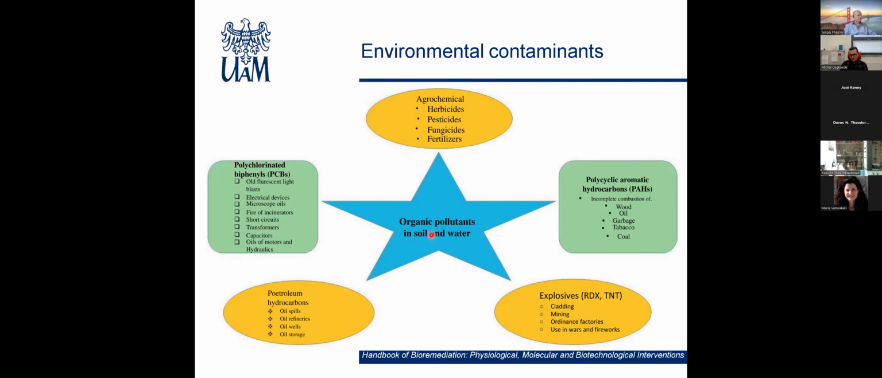So as we know, we can have various types of organic pollutants, and depending on the type of industry that generates it, we can have a variety of compounds. For instance, the agrochemical industry produces herbicides, pesticides, fungicides, fertilizers. The incomplete combustion of various organic materials causes emission of polycyclic aromatic hydrocarbons. The electronic industry produces polychlorinated biphenyls. Different spills generate petroleum and different pollutants.